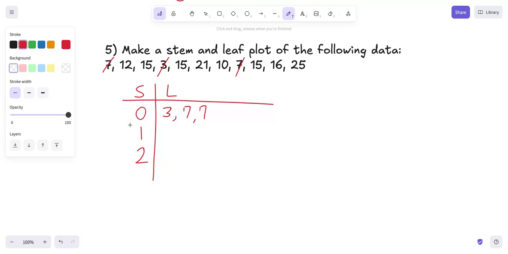Now for my tens, my stem of 1, so that's my tens. The smallest one is 10, so that's 1, 0. Next smallest would be 12, so that's 1, 2. Then I have three 15s. And then a 16. I think that's it. And then we're in the 20s. There are 2 leaves. I have 21 and 25, so my leaves are 1 and 5.